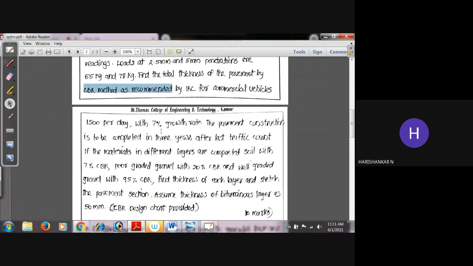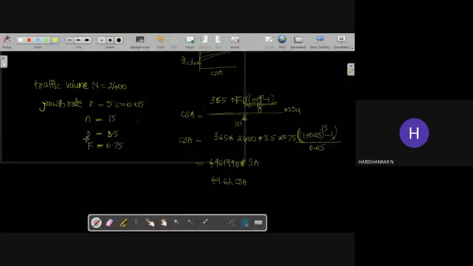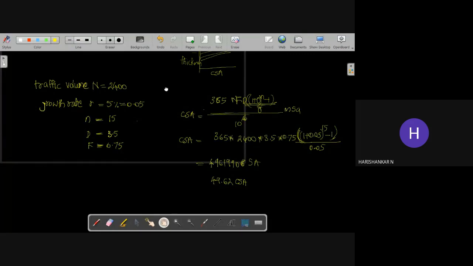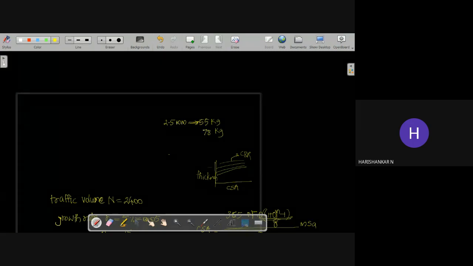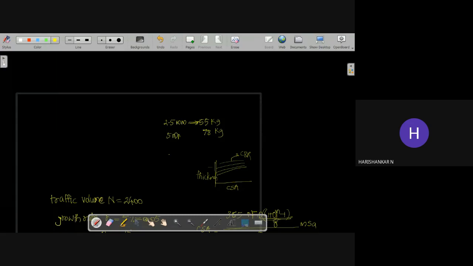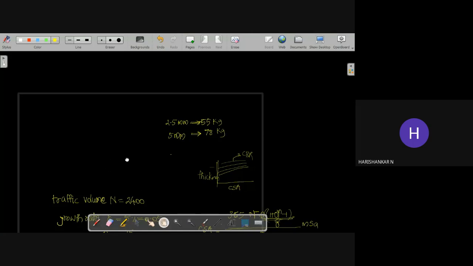Okay, you're having 2.5 and 5 mm penetrations, 55 and 78. Okay, 55 kilograms, 78 kilograms. So here you can have 55 kilogram and 78 kilogram. Okay. For 5 mm you are having 78 kilogram, and for 2.5 mm you are having 55 kilogram. Okay. So just find out the CBR values.